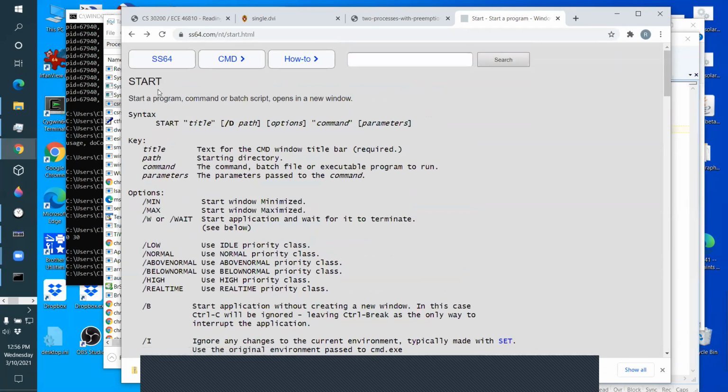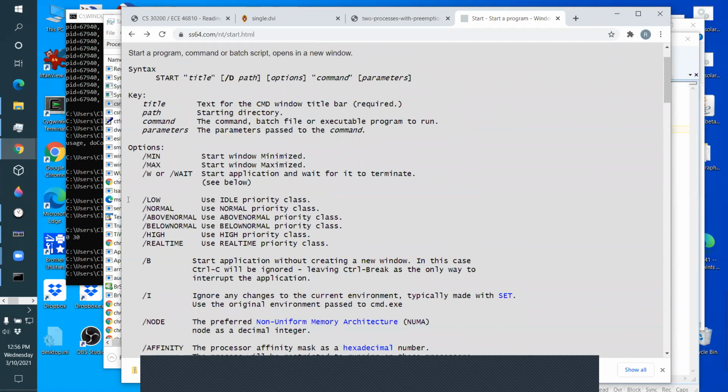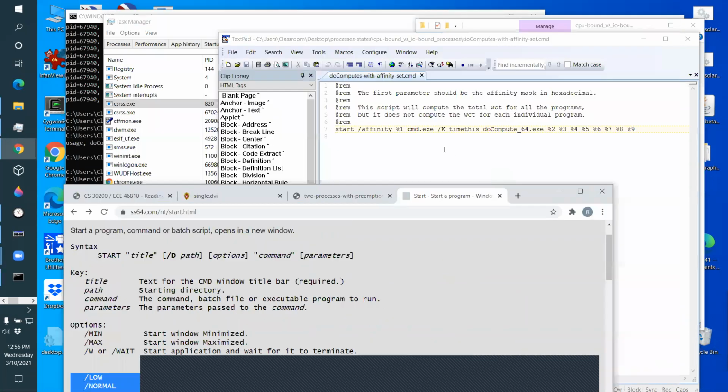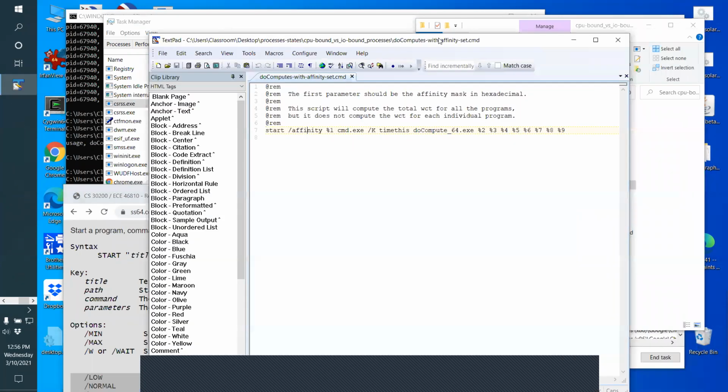So here's the start command. Later on, maybe I can do some examples where we not only set the affinity of the processes that we launch, but also set the priority of them. And then we would see that the scheduler should give priority to the processes that have a higher priority.